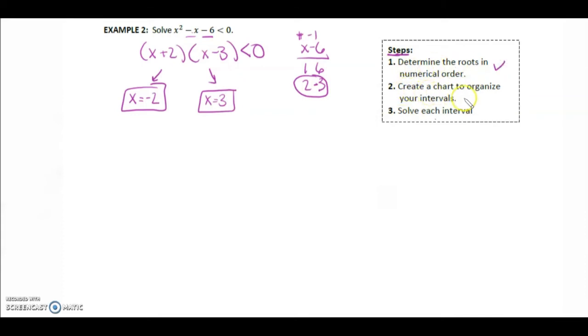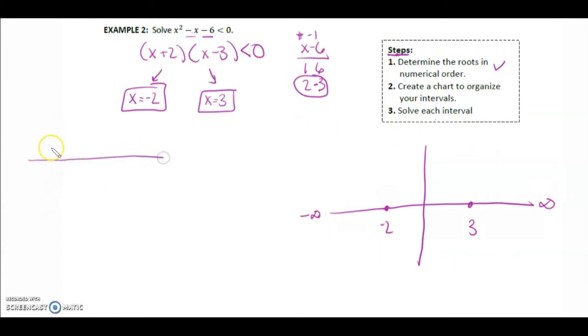Now, number 2, create a chart to organize your intervals. Just on the side of my paper, I'm going to show you what this looks like. If we were to graph -2 and 3 on our graph, the intervals are going to be -infinity to -2, -2 to 3, and 3 to infinity. I always like to do that on the side because usually I graph it anyways, or the question asks to graph it. It's a lot more clear.